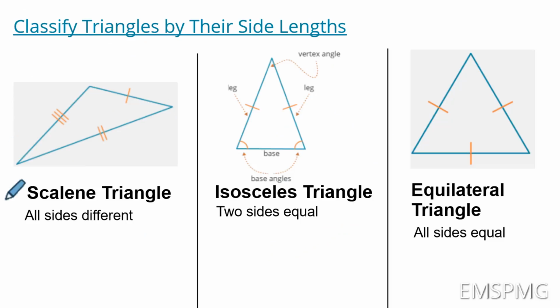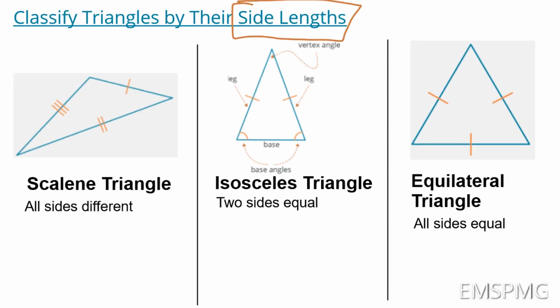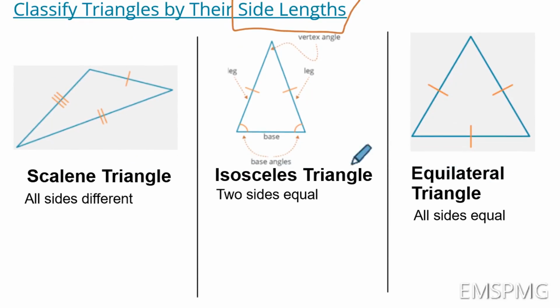Cool? You can also classify triangles by their side lengths, okay? So you can do it by angles and then by side length. If you see the three options here, we have a scalene triangle. That's when all sides are different. So say this was like 5, 6, and 7. So all the sides are different lengths. So this is a scalene triangle.